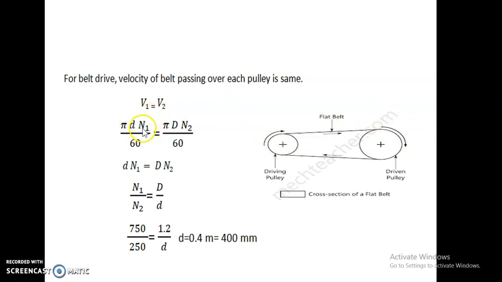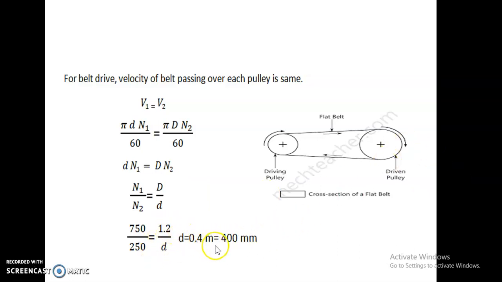So V1 is given by the formula pi D1 N1 by 60 equal to pi D2 N2 by 60. Here we have taken small d and capital D. So pi by 60 gets cancelled. d N1 equal to D N2. N1 by N2 equal to capital D by small d. We know that N1 is 750 rpm, N2 is 250 rpm, capital D is 1.2 meter and small d.